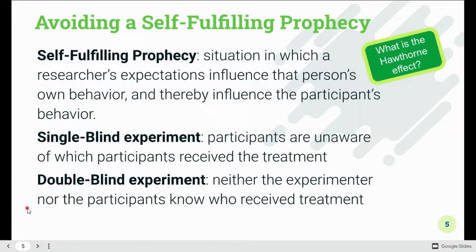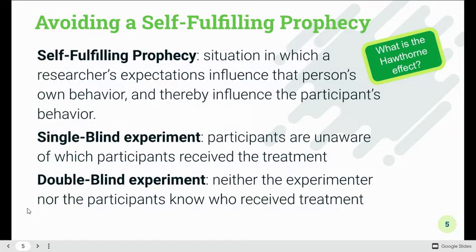Question up at the top says, what is the Hawthorne effect? There is a famous study where researchers were trying to study worker behavior in a factory setting. And so they go in and they have clipboards and they're taking data and they're watching the workers work. And then they start changing things like the lighting conditions and other aspects of what's going on in the factory.